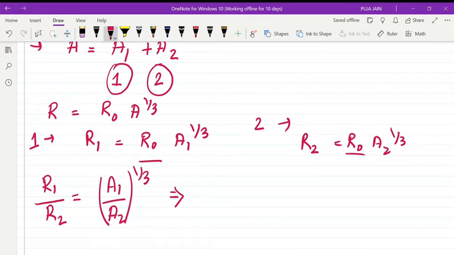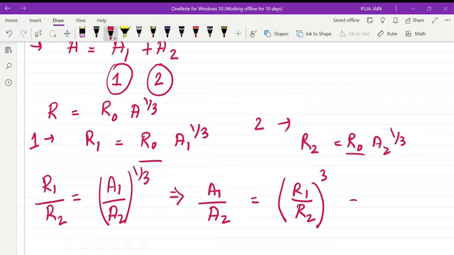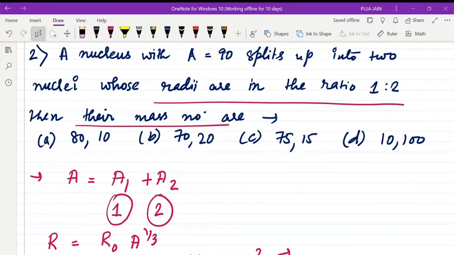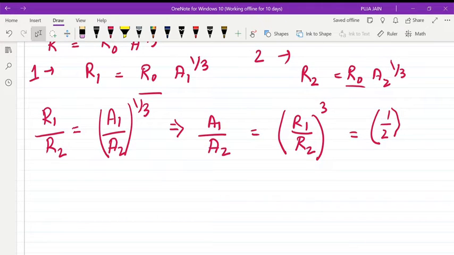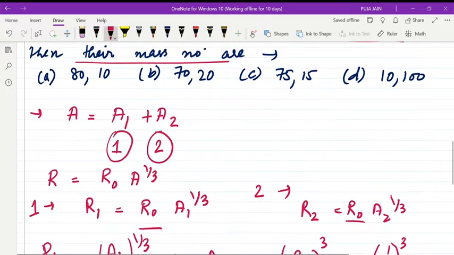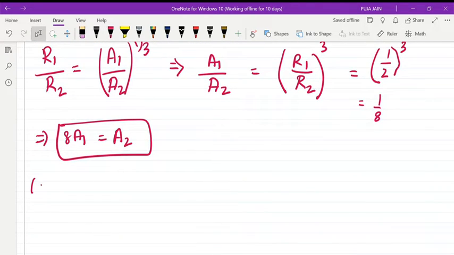Okay, so now I can say A1 by A2 is what? R1 by R2 cube. R1 by R2 is already given in the question as half. Okay, so half cube. So this is 1 by 8. So clearly we can say A2 is equals to 8 times A1. So this is the relation. Now we will go with the options. First option is 80-10.